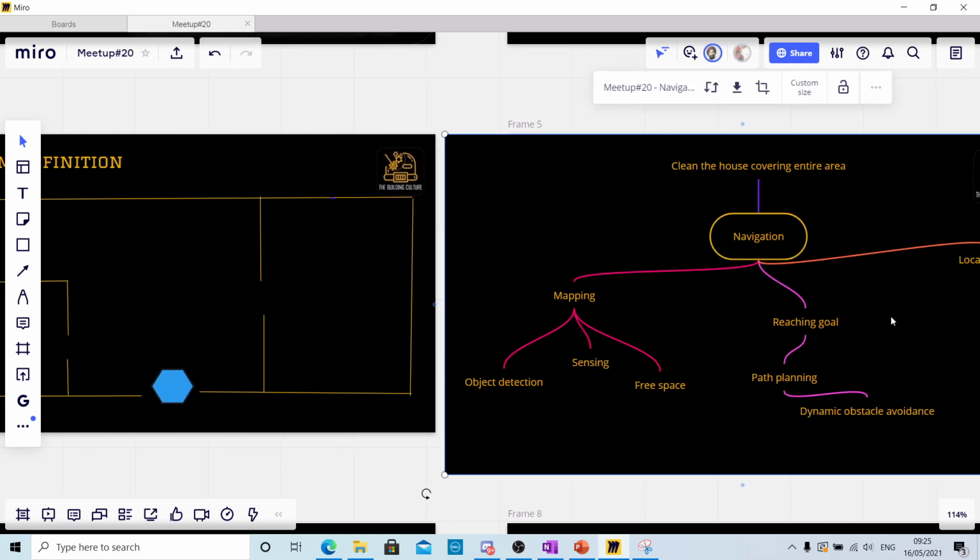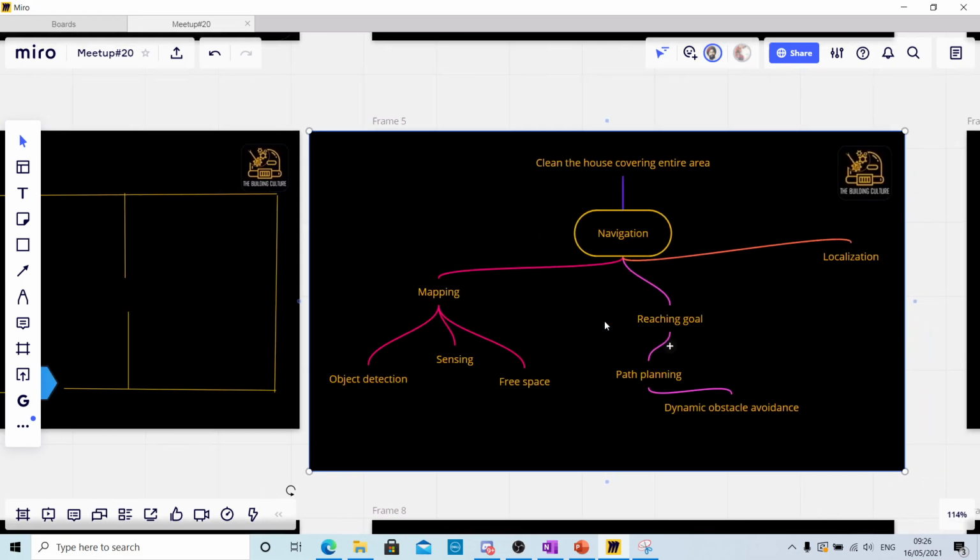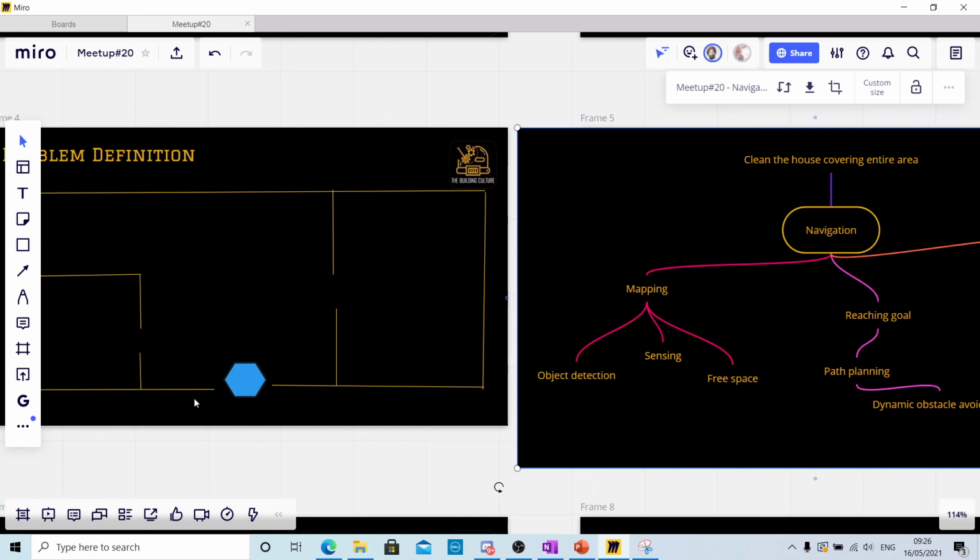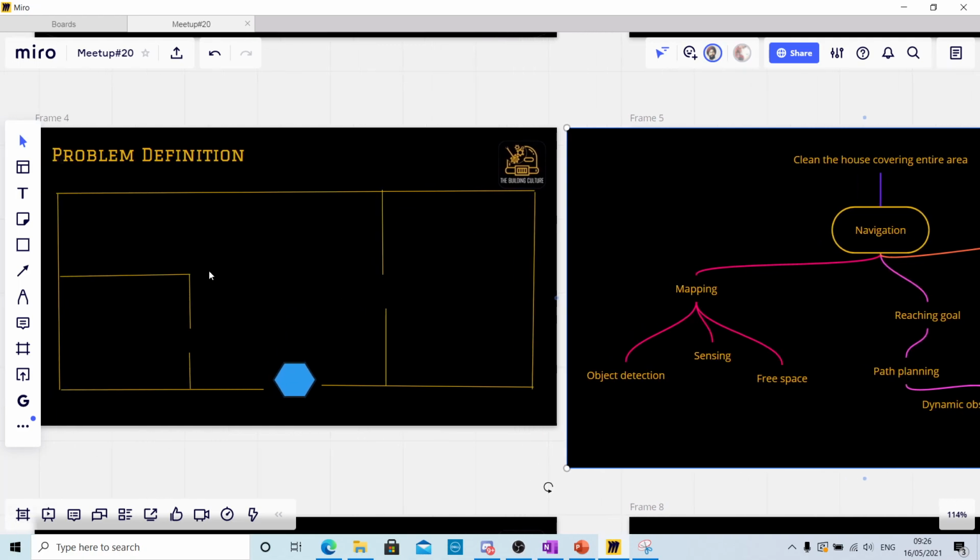And then localization is knowing, as a human, where we are with respect to the environment, so this is important as well. And then we have to keep our goal in mind, that the goal is to clean the whole room, and for that we have to decide which area we should cover first, and what smaller paths we would be generating, so that ultimately the whole thing is solved.